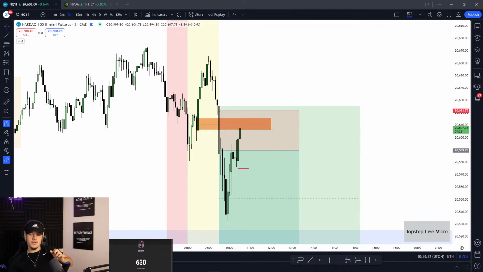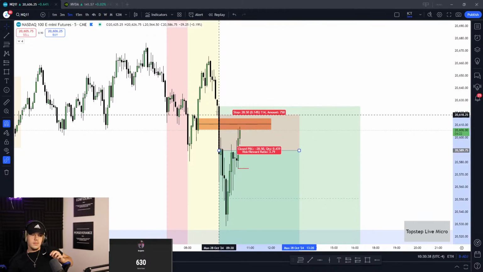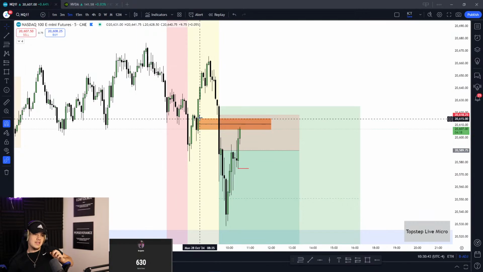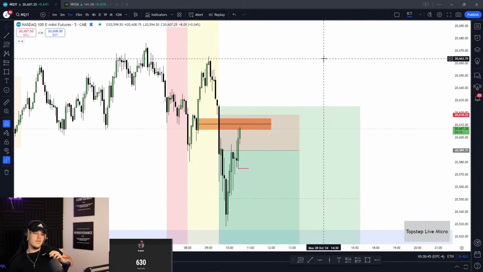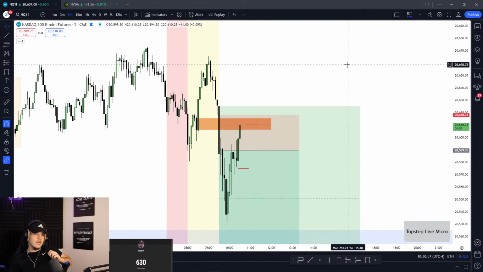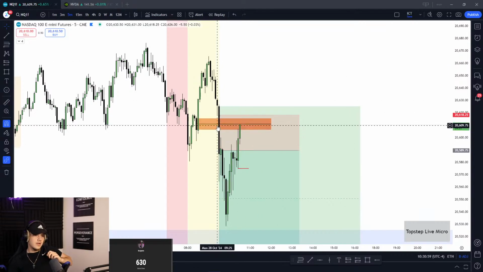Approaching my stop though soon. Like this is the last kind of act of support to move lower. There's the breaker, which is pretty strong, but we also have this inversion that it hasn't traded to yet. Well, it traded to now.